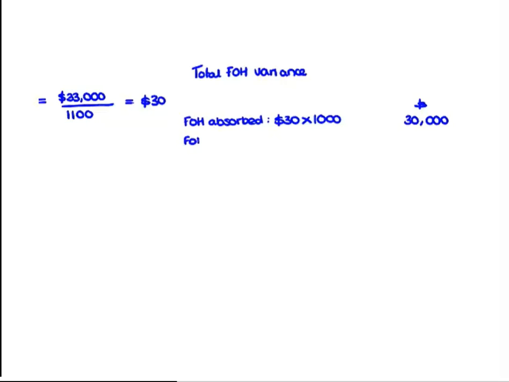Now my fixed overheads incurred, i.e. the value of the invoices at the end of the period, are 33,980. So we're 3,980 short, which is under absorption.